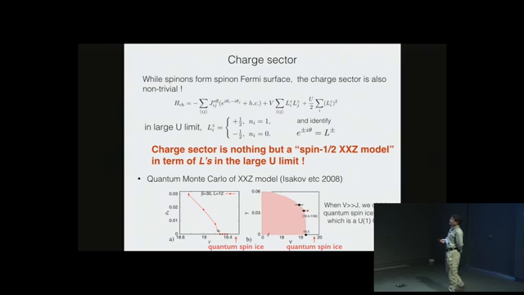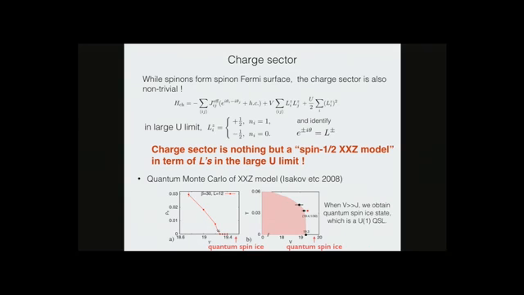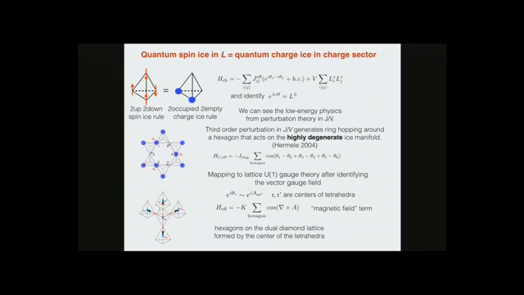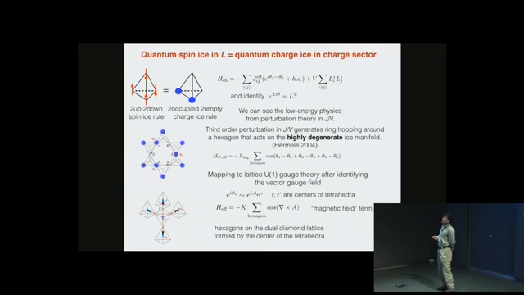This spin-1/2 XXZ model on the pyrochlore lattice has been studied numerically in quantum Monte Carlo simulation. People found that when this V interaction dominates over the hopping term, we obtain a quantum spin ice phase when V is very large. This quantum spin ice is just a U(1) quantum spin liquid in 3+1 dimensions. So quantum spin ice in the variable L is basically a quantum charge ice in the charge sector.